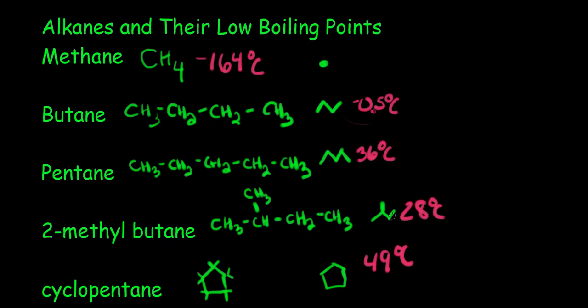I have some isomers here. The branched one seems to have a lower boiling point than the straight chained. And of course, the cyclic one seems to have the highest boiling point of all. So let's try to figure out what's going on here.